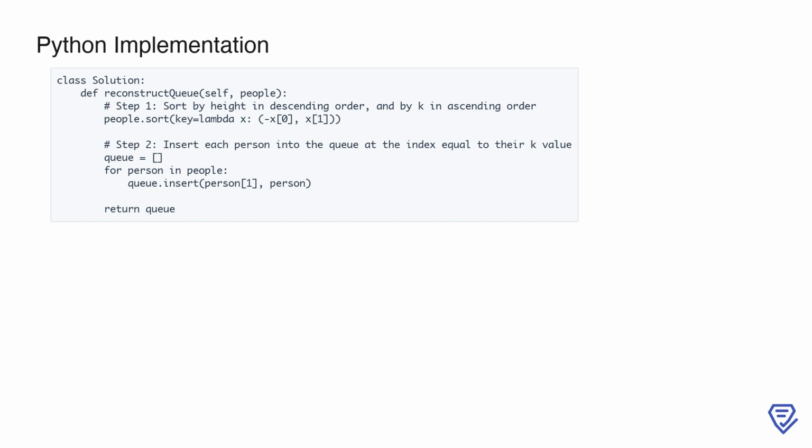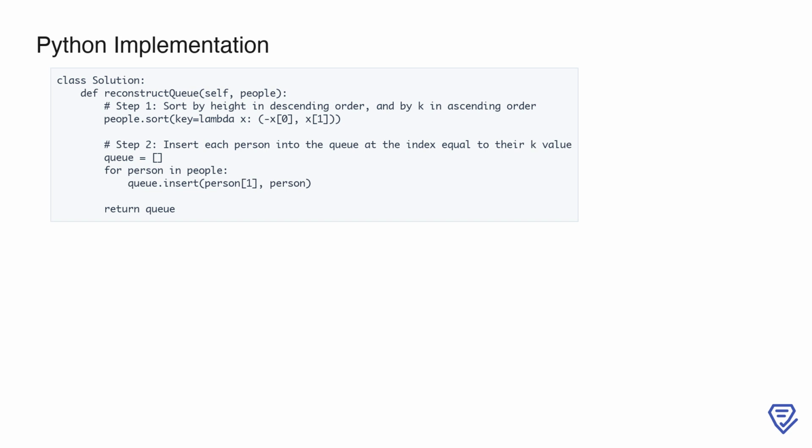First, the input list is sorted in descending order of height, h, and then in ascending order of k for people with the same height. This ensures that taller people are processed before shorter ones and that their respective k values are correct when inserted. Next, the algorithm iterates through the sorted list and inserts each person at the index specified by their k value into the queue. Because taller people are inserted first, the shorter people's k values remain consistent with the number of taller or equal height people already in the queue.